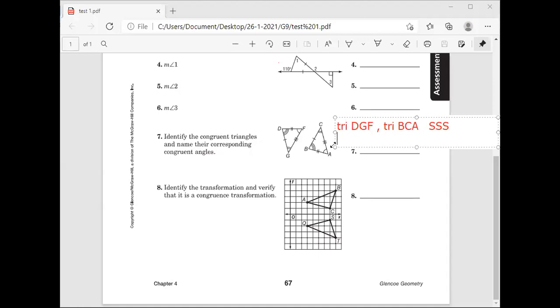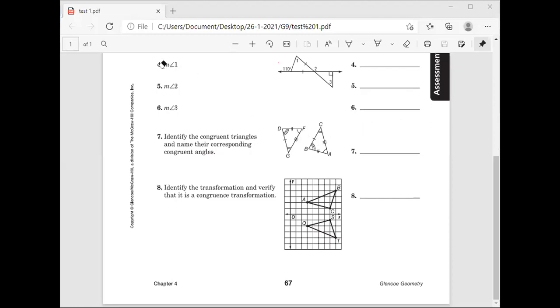Because reflection keeps what? The same size and the same shape. So those two figures will be congruent. Okay? The last part before we start with our quiz.